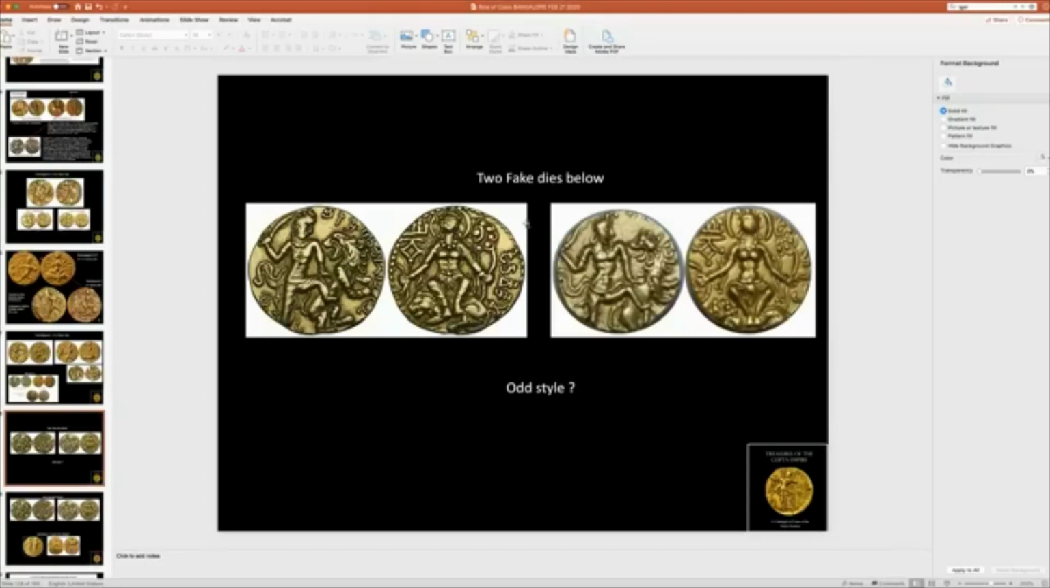These two coins, of course, I had them in the book. These two coins are, of course, fake coins because this design gives us clues that these are not correct. A lot of times the weight shows us that they are not correct and they're fake.